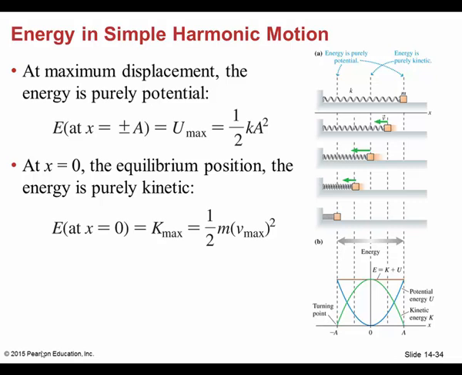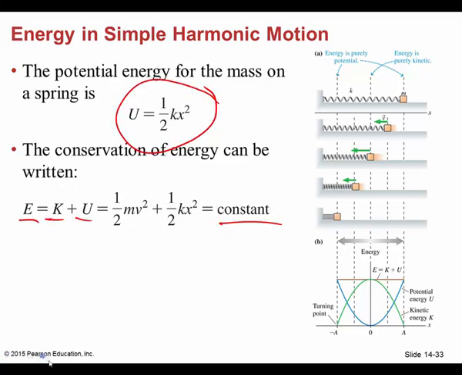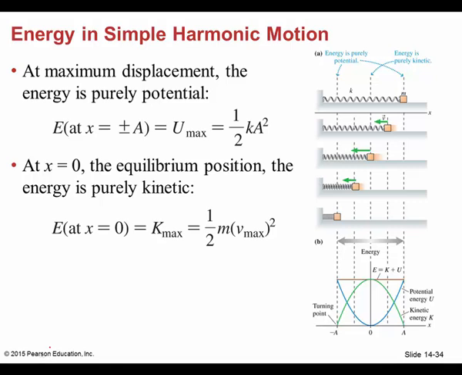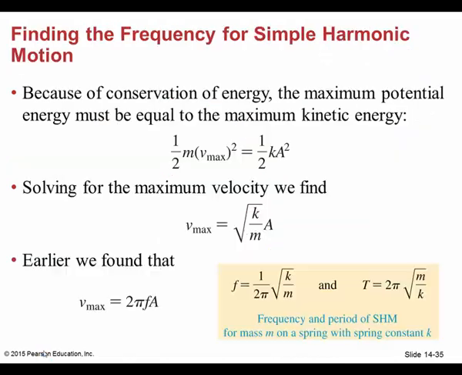So when we want to find maximum displacement, how do we do it? Well, we're purely potential. Let's look at our equations here. Notice that they changed the x to a. Big deal. When we are at maximum displacement, it's purely potential, so that's the only thing we have, because there's zero kinetic. But when we are at equilibrium position, it's purely kinetic, and we have zero potential. That's just showing you the breakdown.